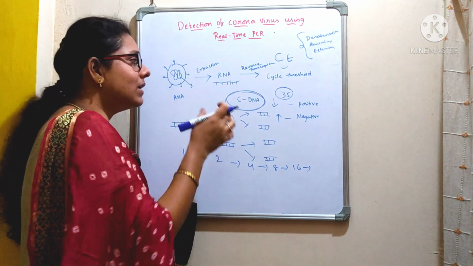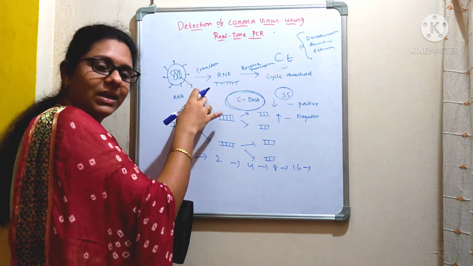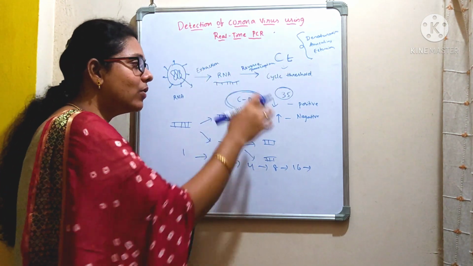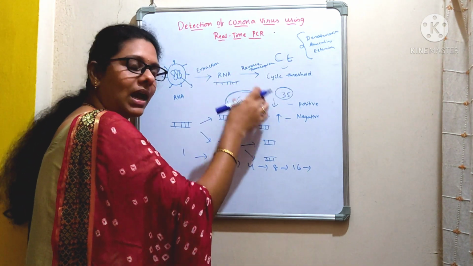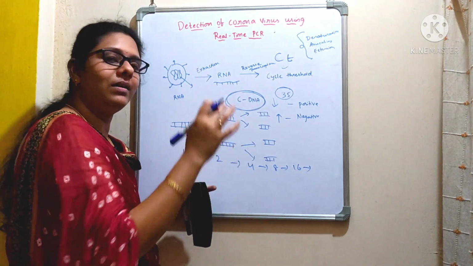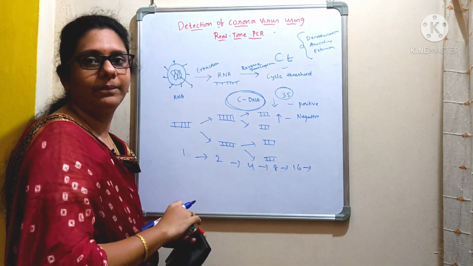So for that reason, this coronavirus, which carries RNA as a genetic material, is reverse transcribed to cDNA, and we are going to amplify this DNA, followed by the quantification, to determine whether that particular person is affected with the coronavirus or not.